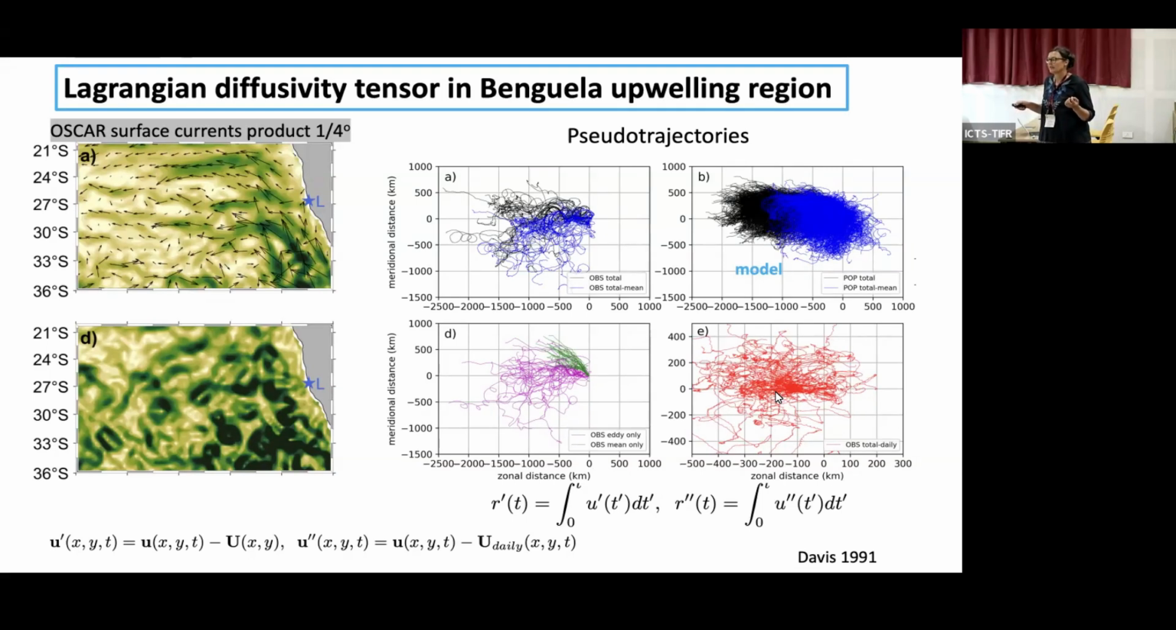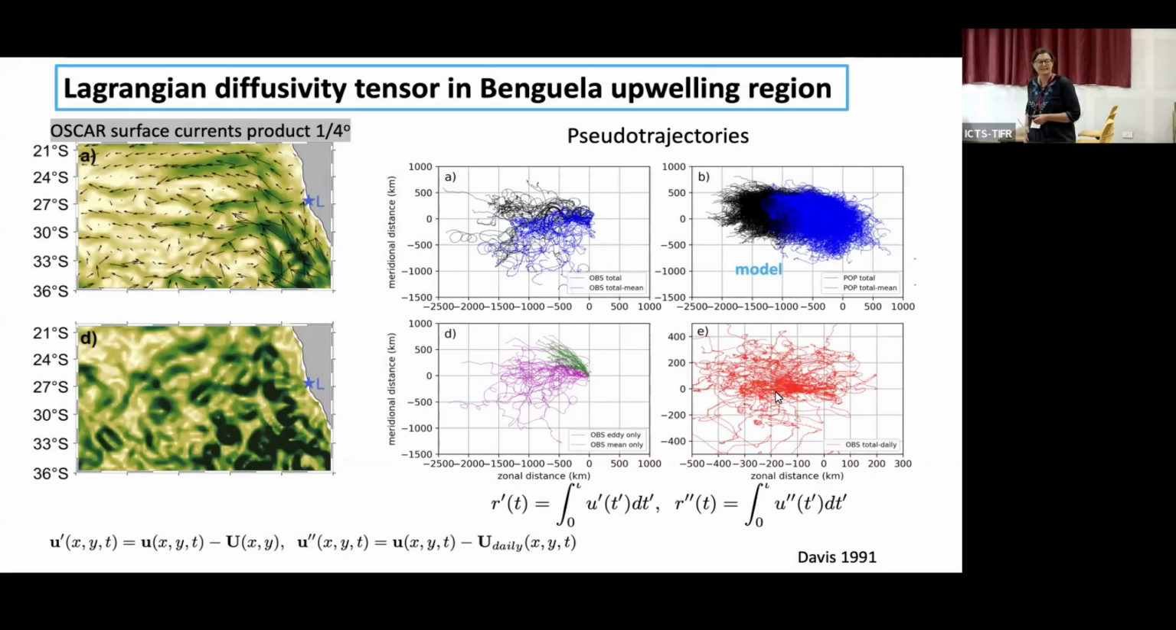But of course, if you zoom into these trajectories here, you see the dominant signal is inertial oscillations. I think they don't contribute much to the diffusivity, since they are mainly circles. But you see there are maybe other submesoscale structures that could contribute.